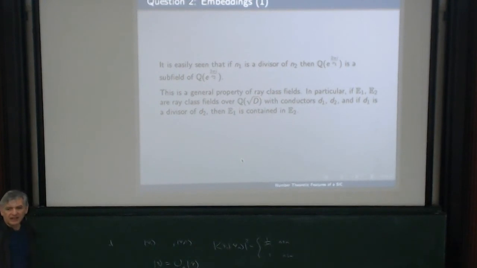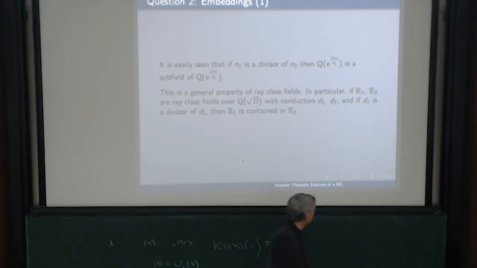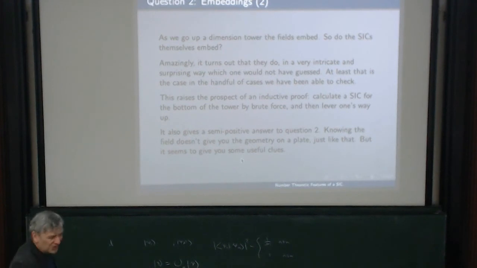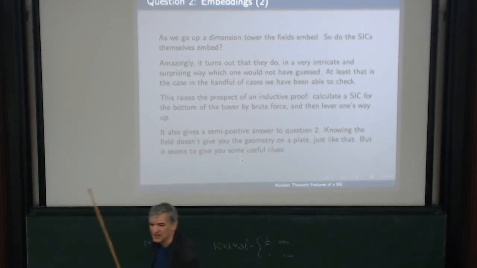So when the conductors divide, the fields embed. That works as well. It's a general feature. So that immediately raises the question, if those fields are embedding, are the SICs themselves embedding in this way? And the answer is yes, actually, in a very strange way. We don't understand it very well. They definitely are embedding. So that's the prospect that you might manage to get an inductive proof for SIC existence.